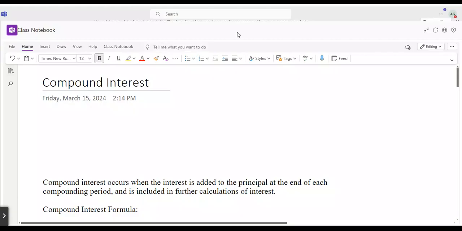Hello, everyone, and welcome back. In the previous section, we had a look at the idea of simple interest.